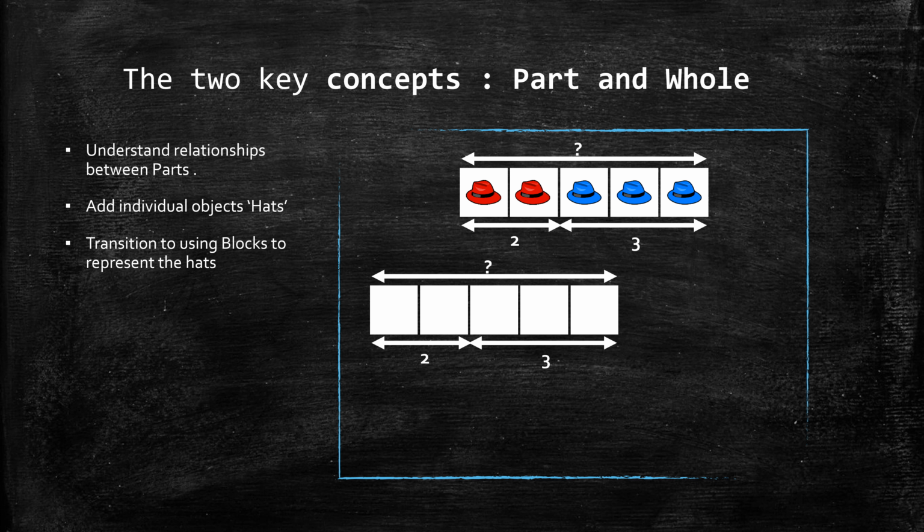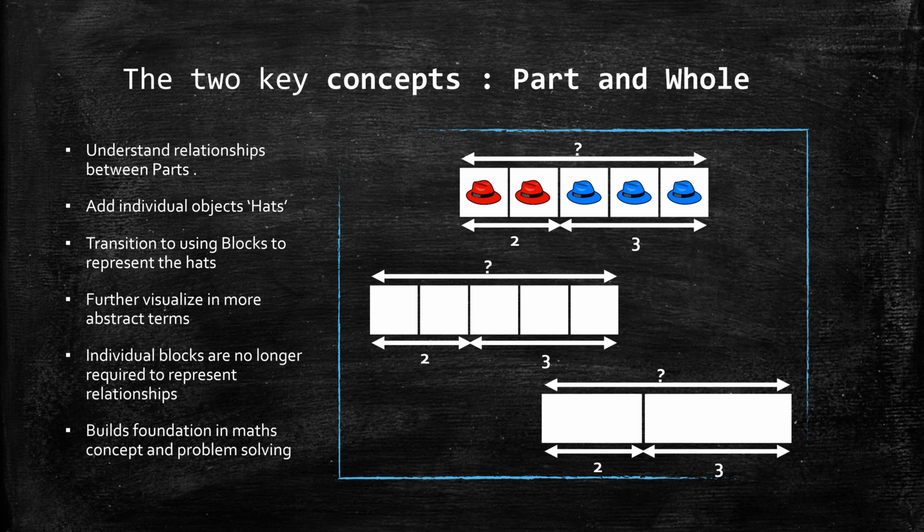Once the child has grasped the concept using the hats, we can transition to using blocks as representations, as depicted in this drawing to the right. As the child accepts the blocks as a symbolic representation, they are better equipped to comprehend abstract concepts.